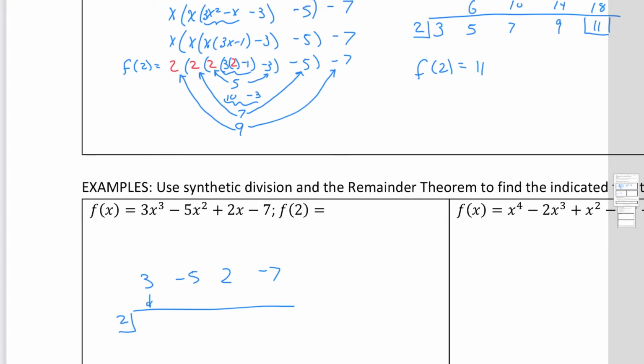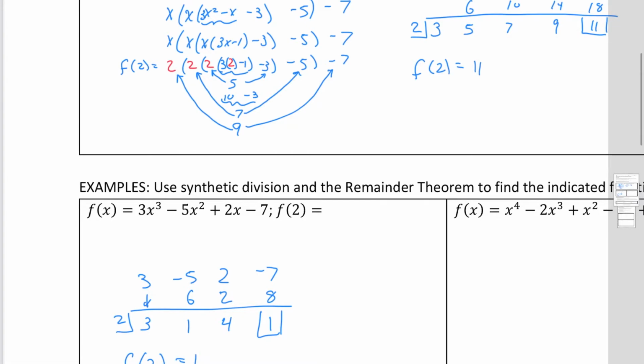So down comes the 3. 2 times 3 is 6, add the column 1. 2 times 1 is 2, add the column 4. 2 times 4 is 8, add the column 1. So f of 2 is 1. Now let's try it over here.